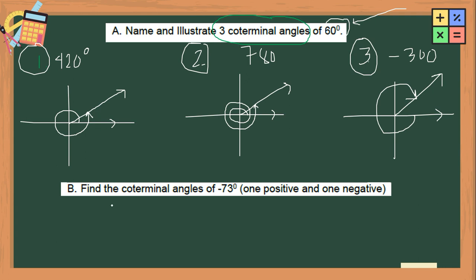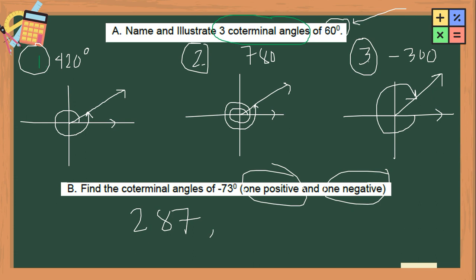Next, letter B naman. Find the coterminal angles ng negative 73 degree. Isa daw na positive at isang negative. Oh, ano yung mga yan? Positive 287. The first positive coterminal angle of negative 73 is 287. This is negative 73 plus 360. It will give you, we obtain 287.